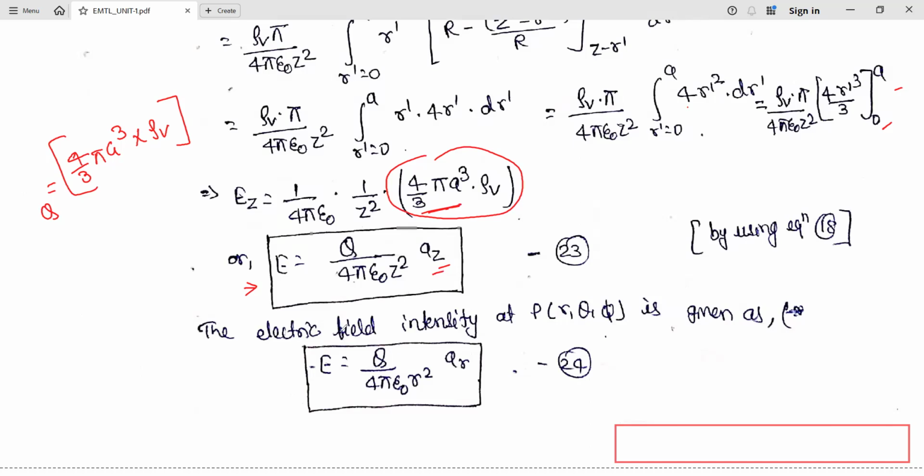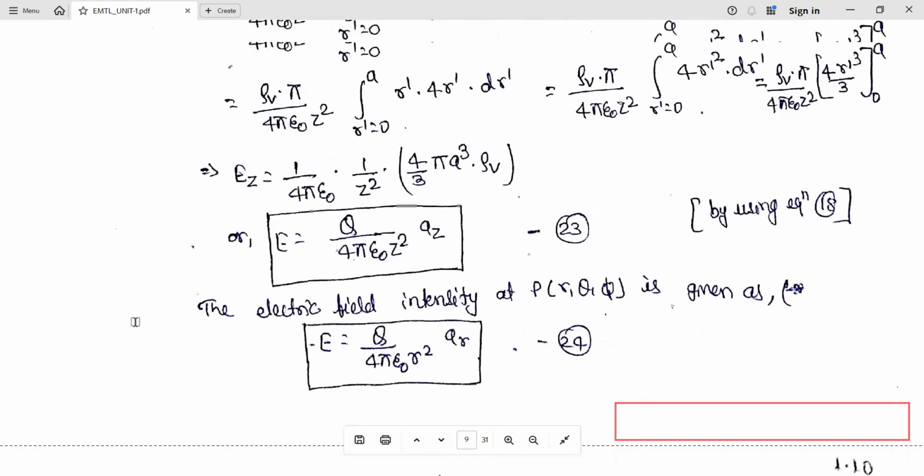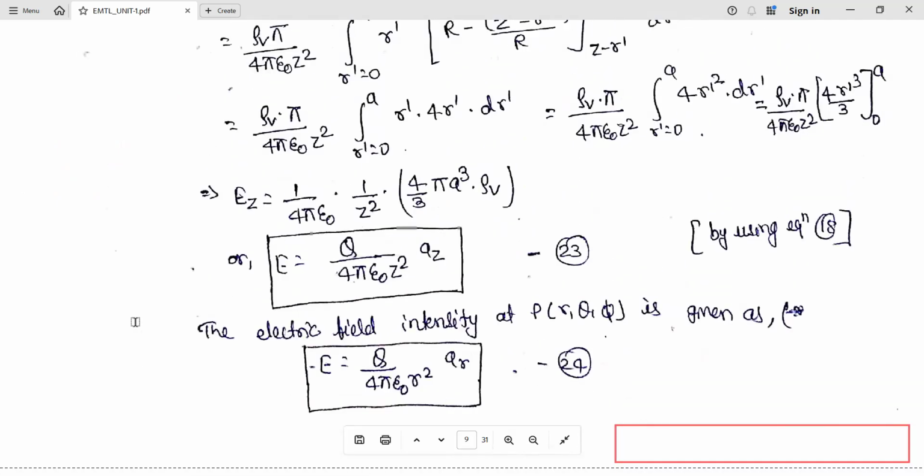Finally, in general, this point can lie anywhere. On the basis of that, we have written E equal to Q by 4 pi epsilon naught R square, radially outwards. This sphere's field is radially outwards. So these are the discussions about this volume charge distribution. Before that, we have seen line charge distribution and surface charge distributions.